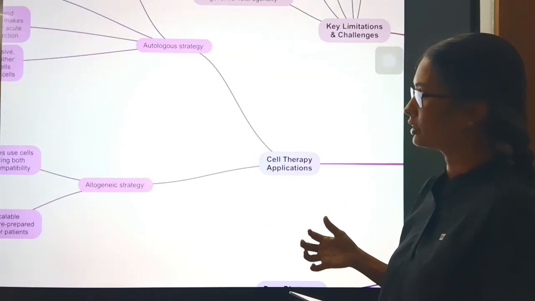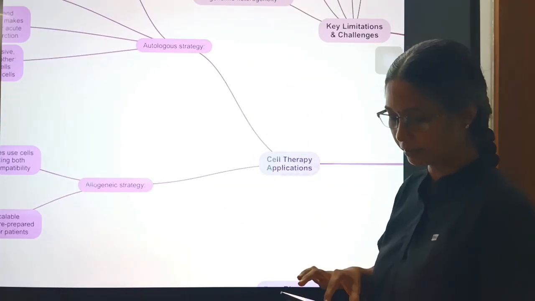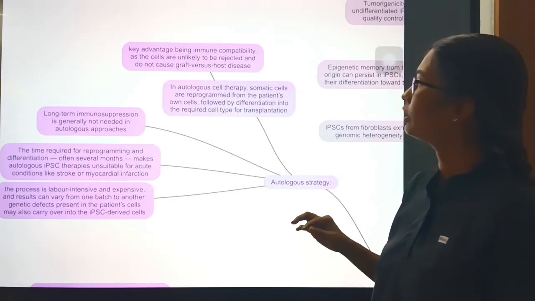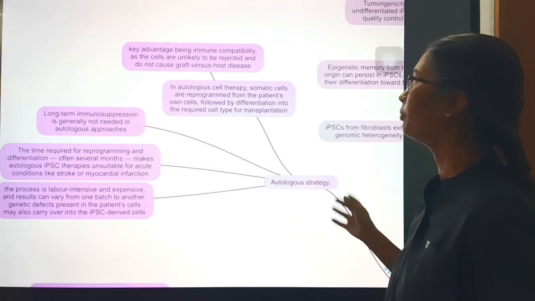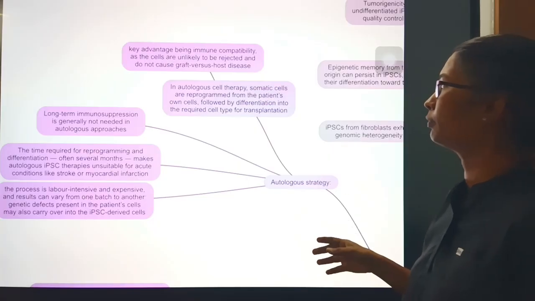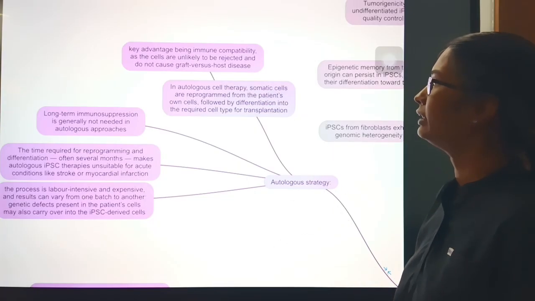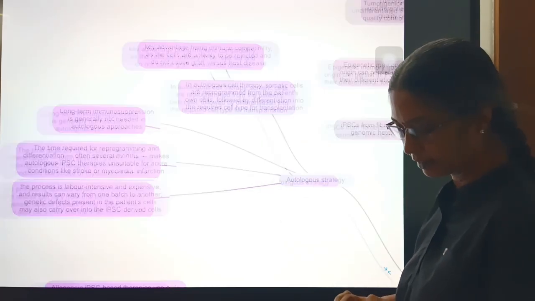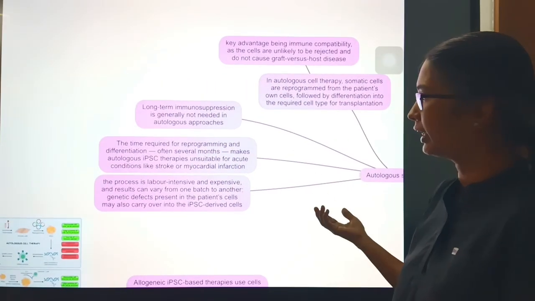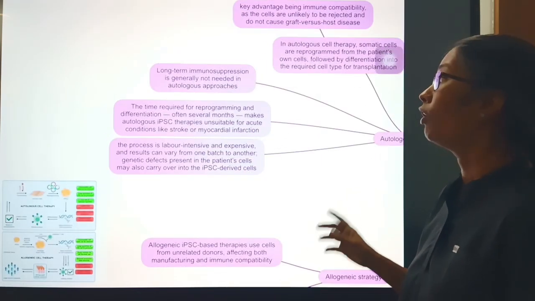Cell therapy applications. Either it can be an autologous therapy or an allogenic therapy. In autologous cell therapy, somatic cells are reprogrammed from the patient's own cells, followed by differentiation into the required cell type for transplantation. Key advantages: immune compatibility and less graft-versus-host disease. Long-term immunosuppression is generally not needed.